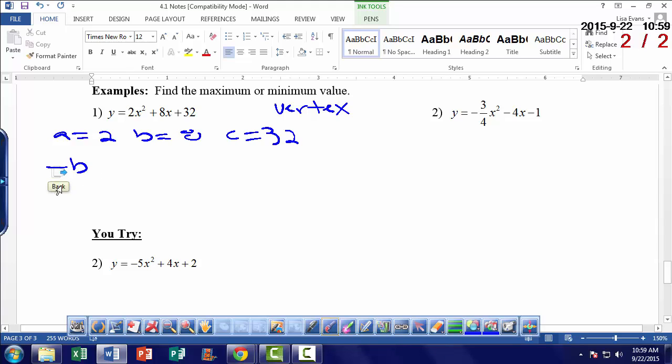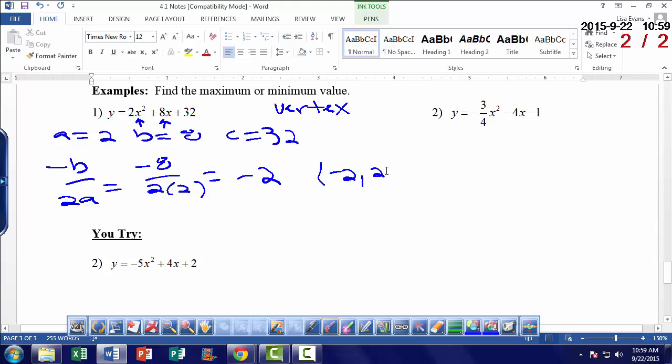So we're going to do -b over 2a. That's going to give me -8 over 2 times 2. That's going to give me -2. I'm going to plug -2 in. I want you to try this. We're going to put -2 into here and here. Watch your signs and watch your order of operations. When you do that, you get -2 and +24.